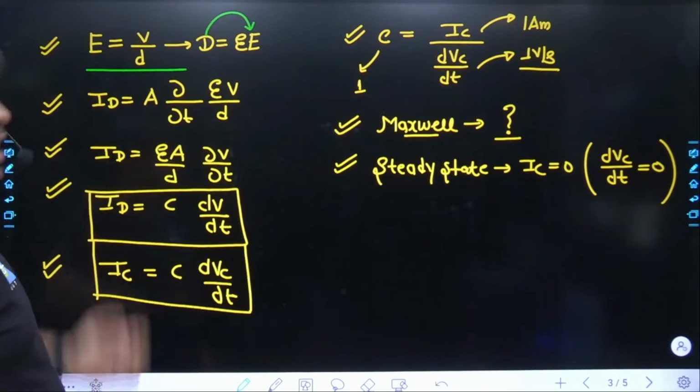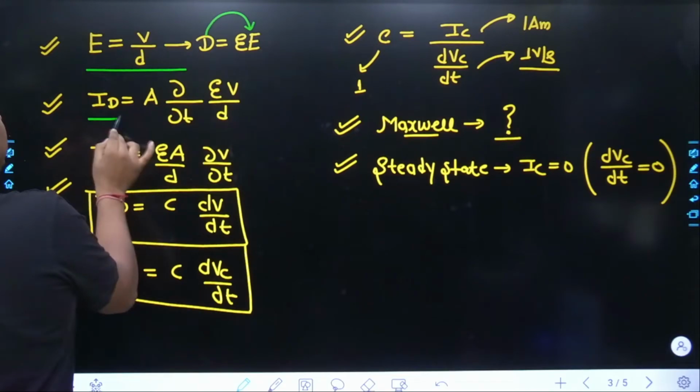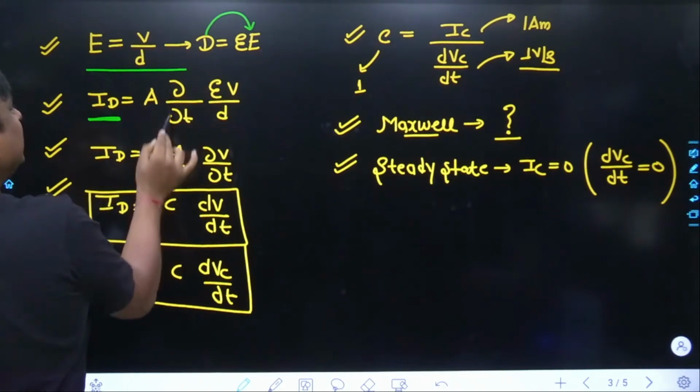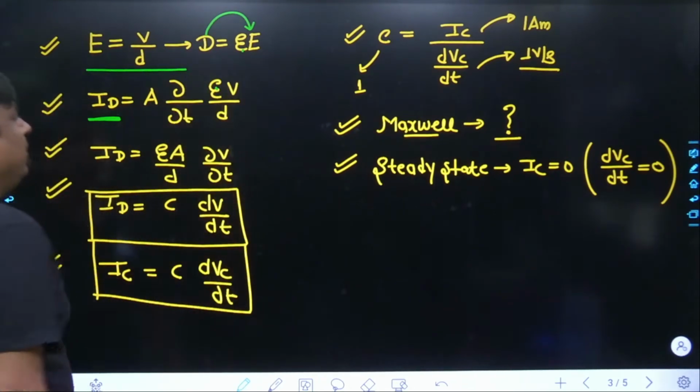And as it had been happening, my dear friends, now the D could have been taken as epsilon into E. ID is already taken as ∂D/∂t. And may I know what ∂D/∂t had been? See, epsilon had come over here, E is V divided by d.